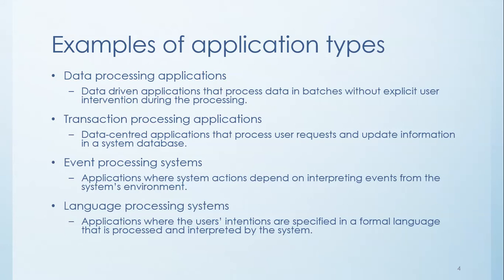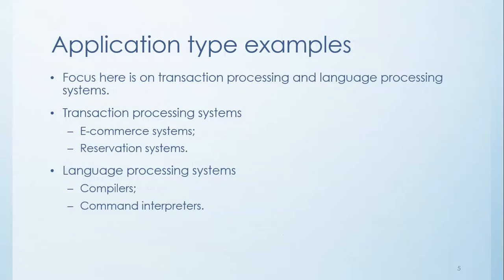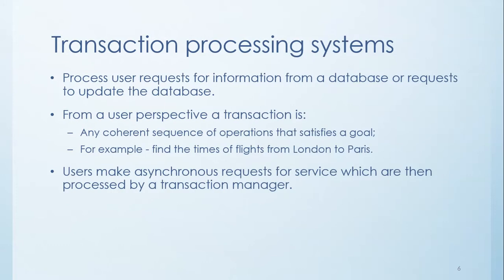You have data processing applications, transaction processing applications, event processing systems, and language processing systems. These are all examples of application types. There are others out there. However, we're going to focus on transaction processing systems. You have examples of that, such as e-commerce systems. You have reservation systems for, say, a hotel. You have language processing systems like compilers and command interpreters. This is not just human language processing systems like language translators.